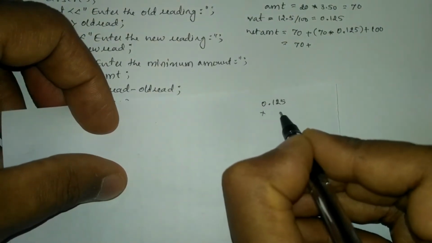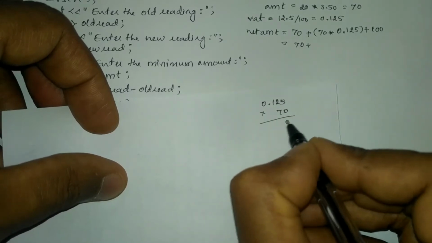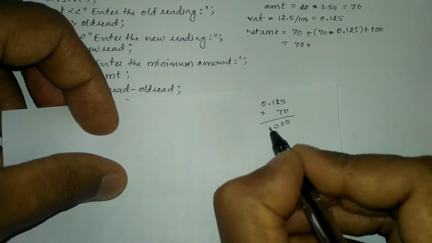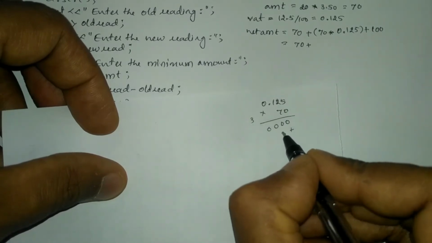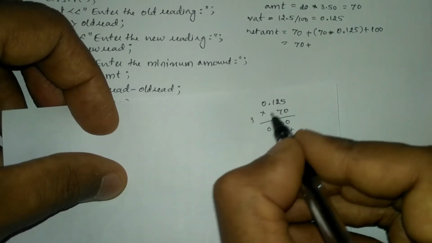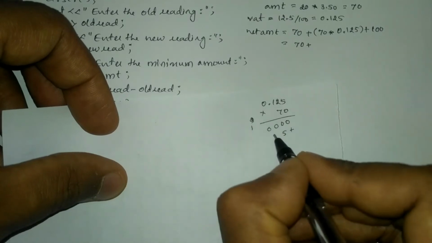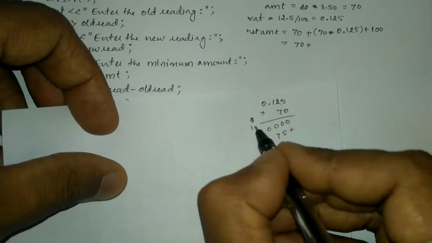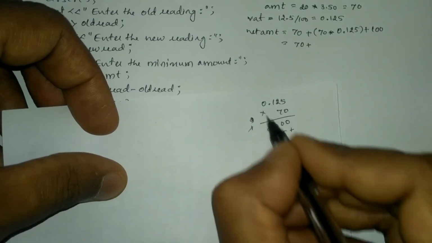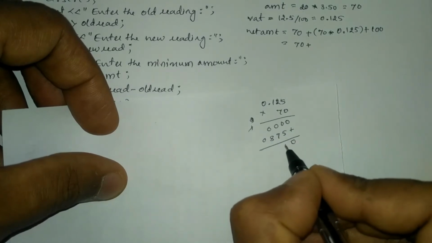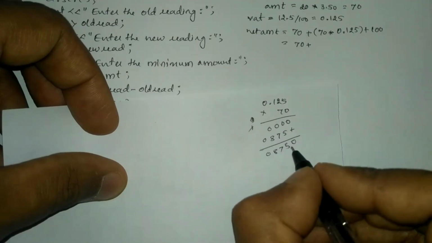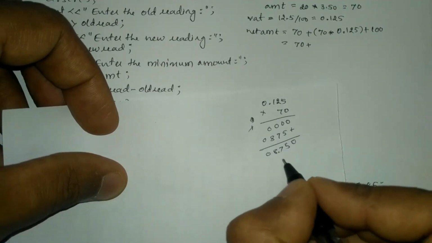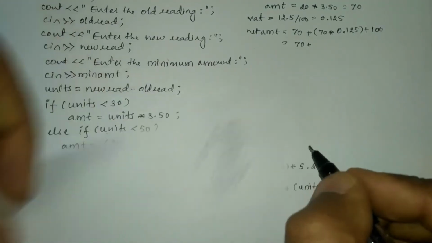0.125 into 70. So 0 5 is 0, 0 2 is 0, 0 1 is 0, 0 0 is 0 plus 7 5 is 35, 3 carry 5, 7 2 is 14, 14 plus 3 is 17, carry 1 7, 7 1 is 7 plus 1 8. So 7 0 is 0. So here we'll write 0 5 7 8 0. So after the 3 digits we just put dot here. So it will become 8.750.